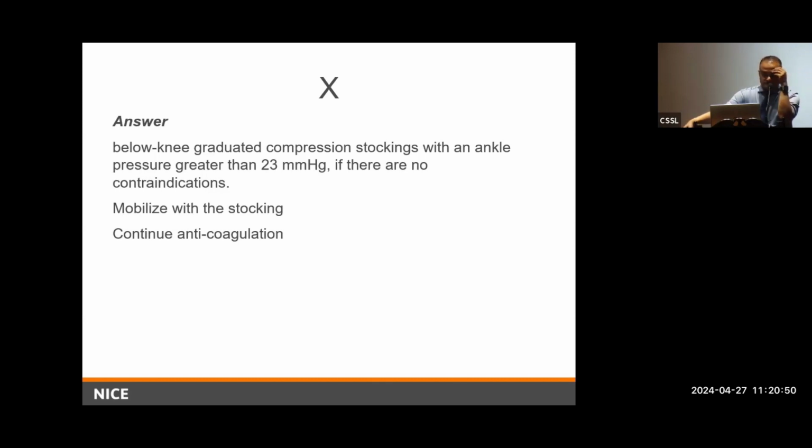So there was some thinking, not evidence, about 10, 15 years ago, that wearing stockings during DVT will minimize post-phlebitic limb. But the recent SOX trial and various trials have shown that it does not do that. It doesn't reduce the post-phlebitic limb incidence. So the incidence of post-phlebitic limb is not reduced by wearing stockings.